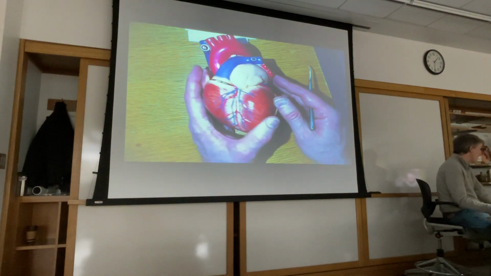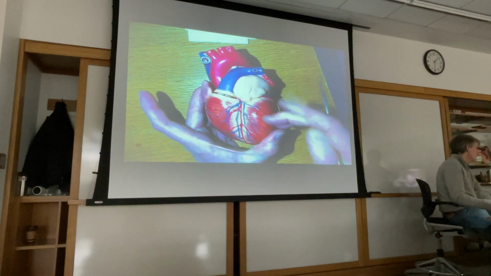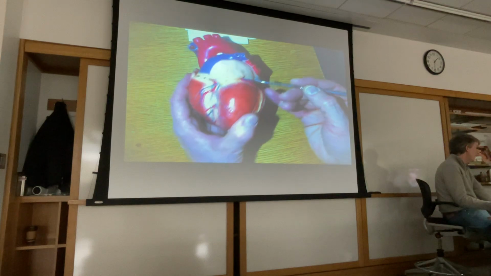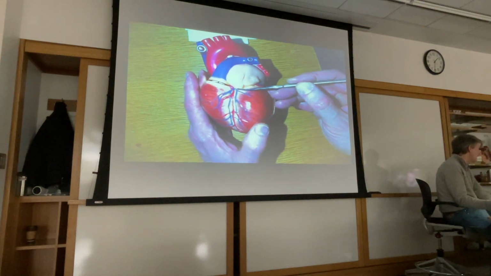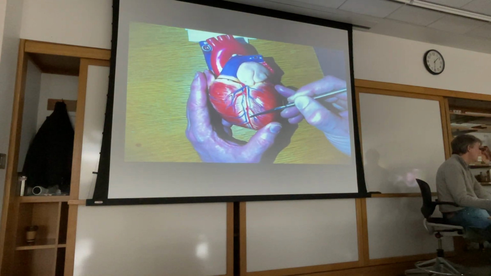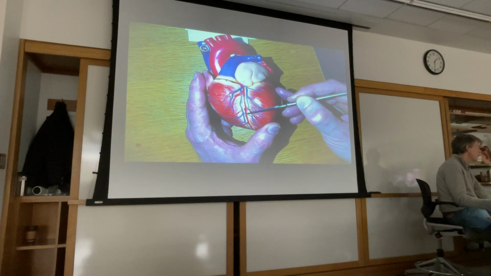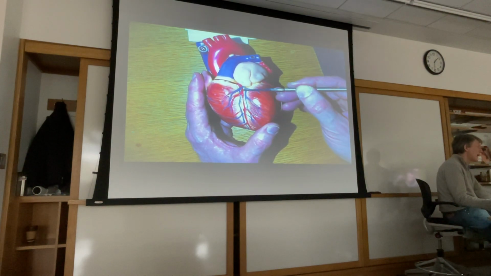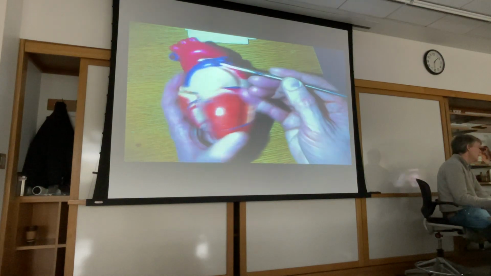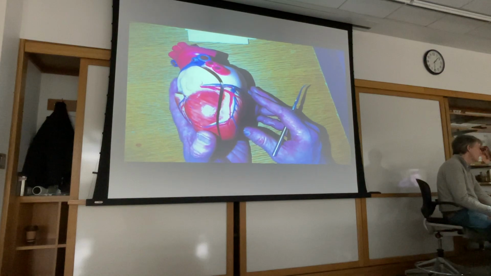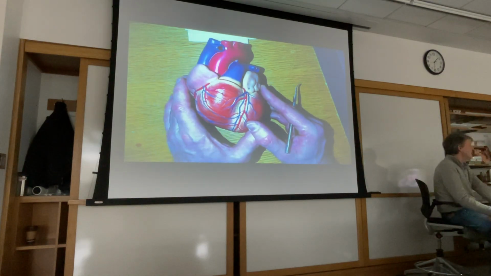Off of the left coronary artery, well, first of all, you can't really see the branch point because the left auricle is in the way, but you can see the branches nonetheless. So this is the big one. This is the anterior interventricular branch, also known as the left anterior descending, or you can just call it the LAD. And then this guy that's curving around here is called the circumflex artery. Okay? Those are the main coronary arteries.